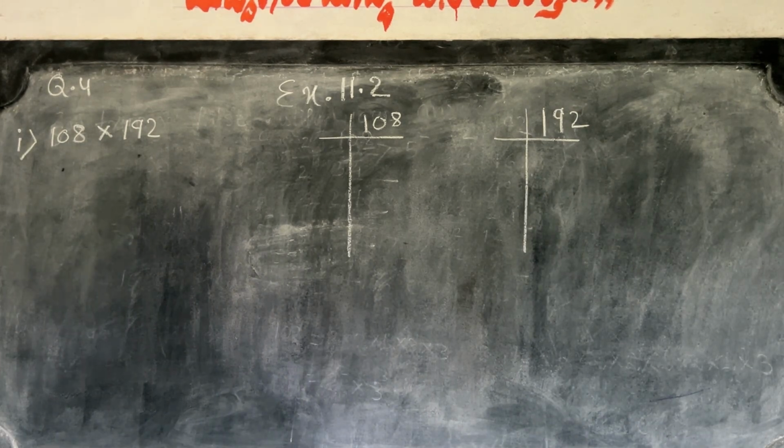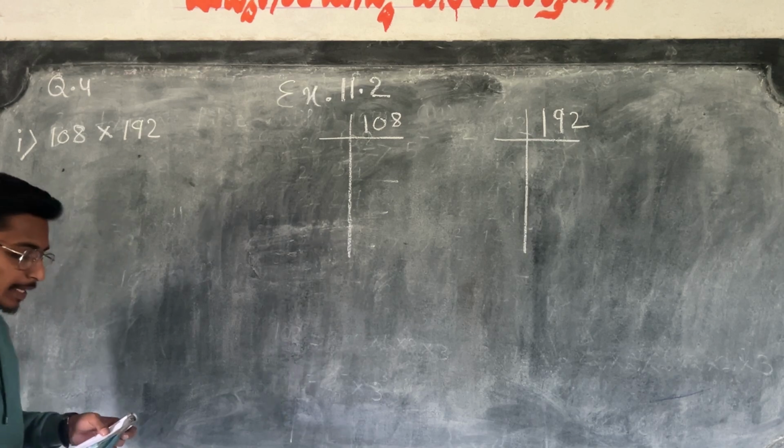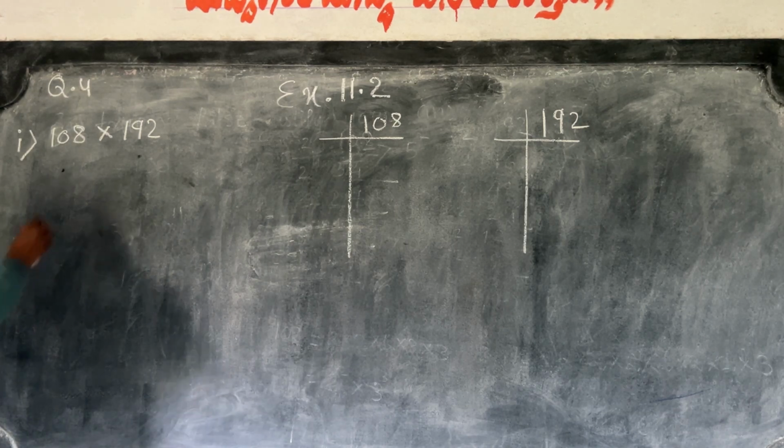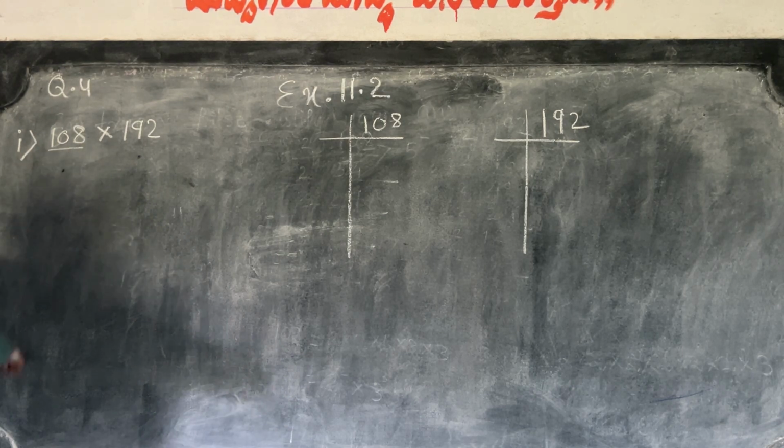So come to the next question, that is our question number 4. In this question we have to express each of the following as a product of prime factors using exponential form. We have to convert this number into prime factor form and write that factor in the form of exponent. So we have to first find the factors of 108.